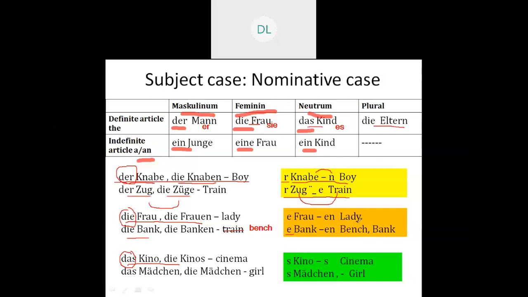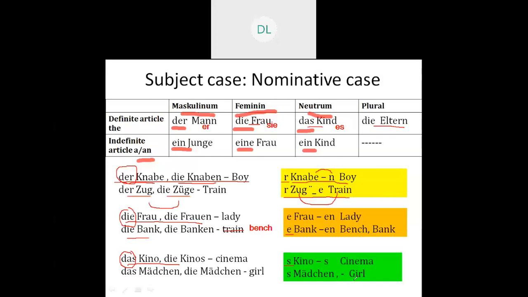The meaning is specified, that is a bench or a bank. And when I add en to the noun, it becomes plural. On the same ground, the last one: when I have an S before the noun, what does this S denote? From where has this S come? This S has come from das. So that is das Kind, das Kino. That is your neutral noun. Similarly, das Mädchen, that is the girl. So that is your neutral noun.